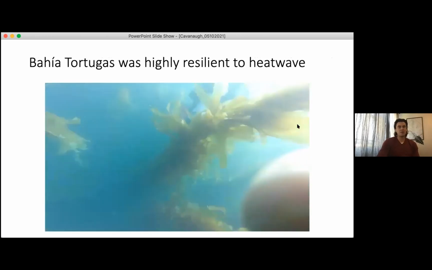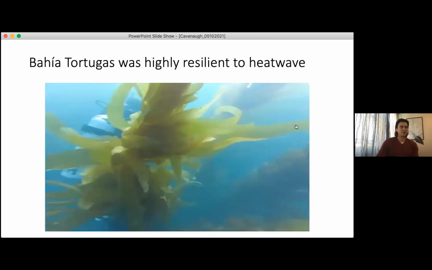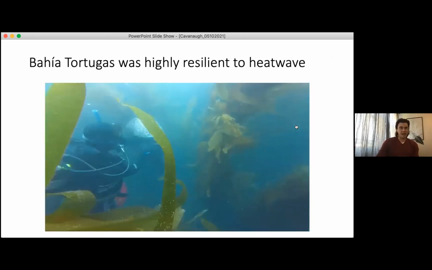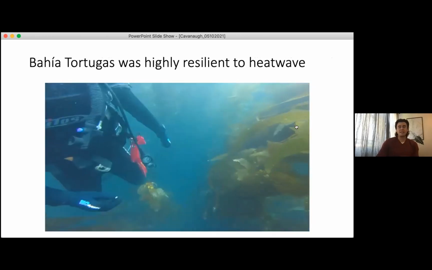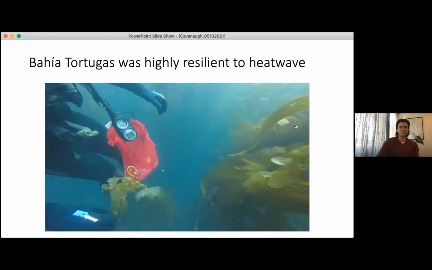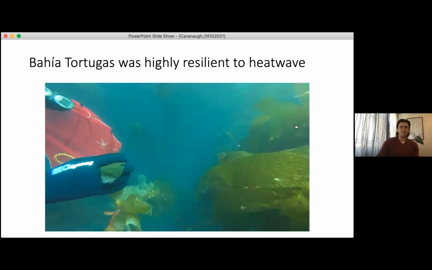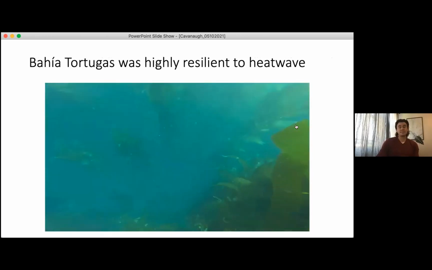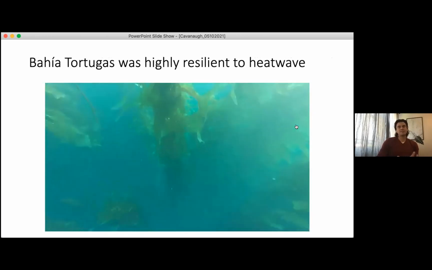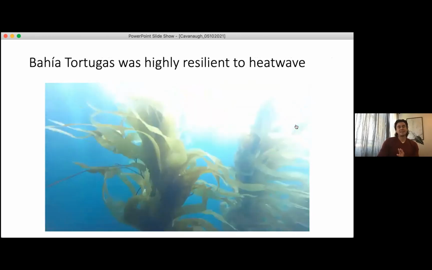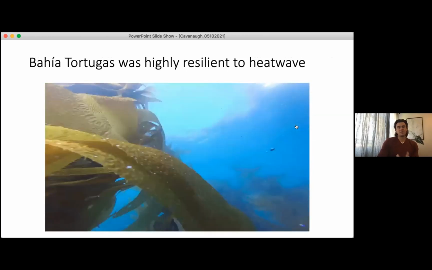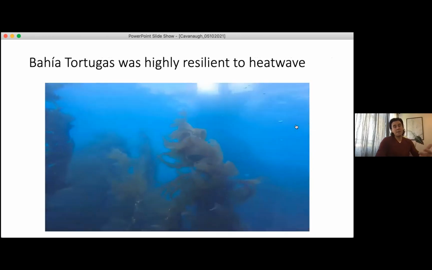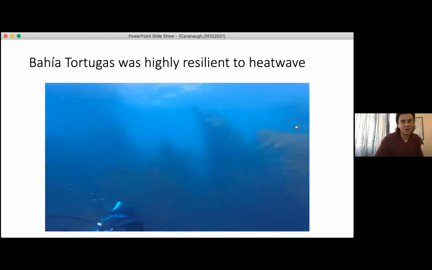This is just a video that some of my collaborators from Ensenada took at that Bahia Tortugas site. You can see this was about a year after the heat wave. You can see this pretty dense forest in the subsurface. When the camera pans up, you can see that the canopy is gone. So the heating caused a loss of canopy. The kelp isn't reaching the surface, so it's actually not being detected by Landsat right now.